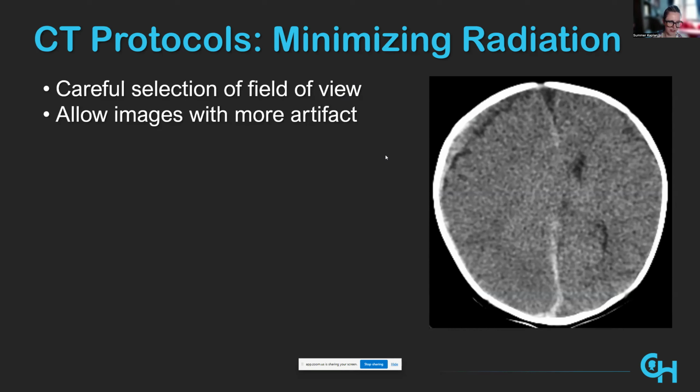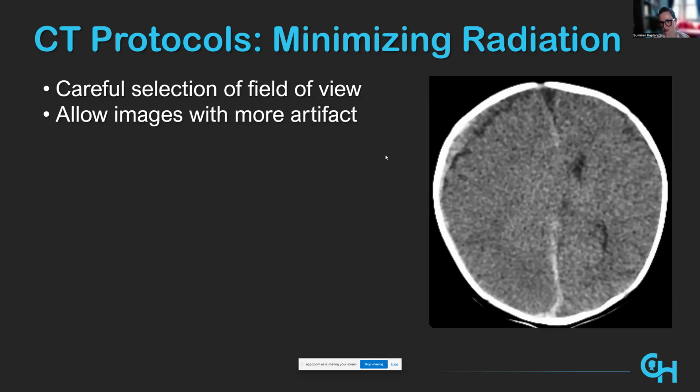So we see this most often in chest imaging, chest CT. When you do a chest CT, you want to see the chest and not necessarily the skull base or the abdomen too much. So be careful with the field of view. And another thing that we do in pediatric imaging is we have a lot more tolerance for noisy and kind of poor quality images.